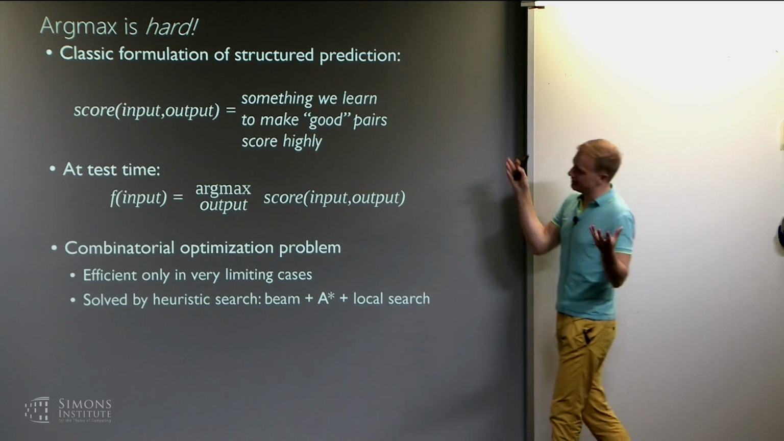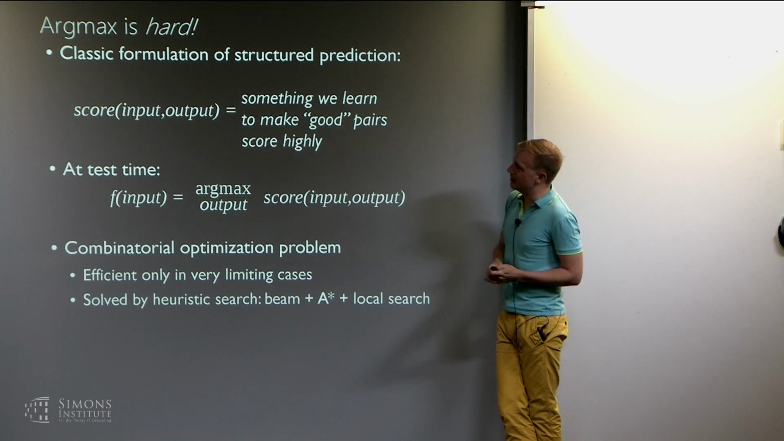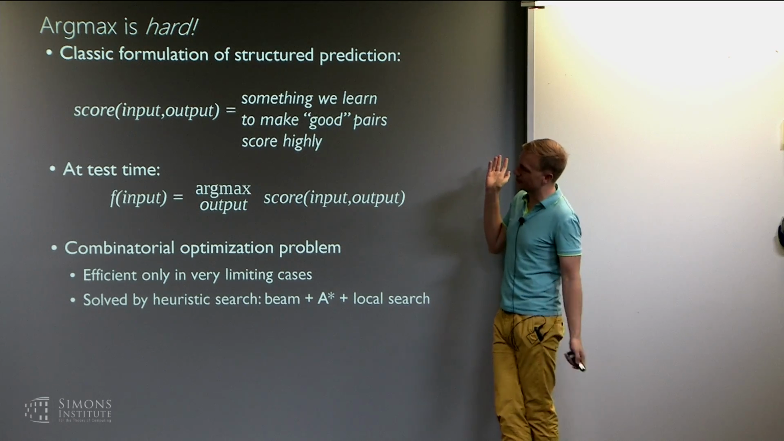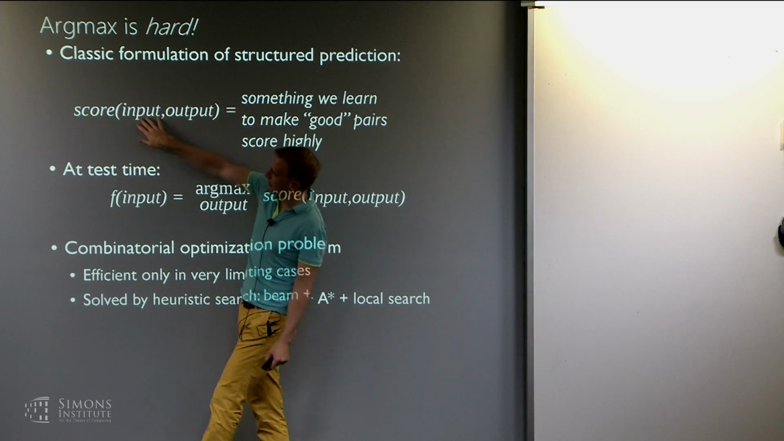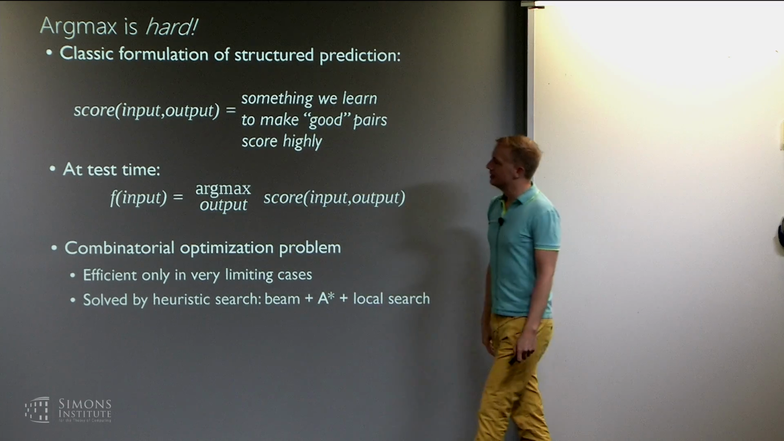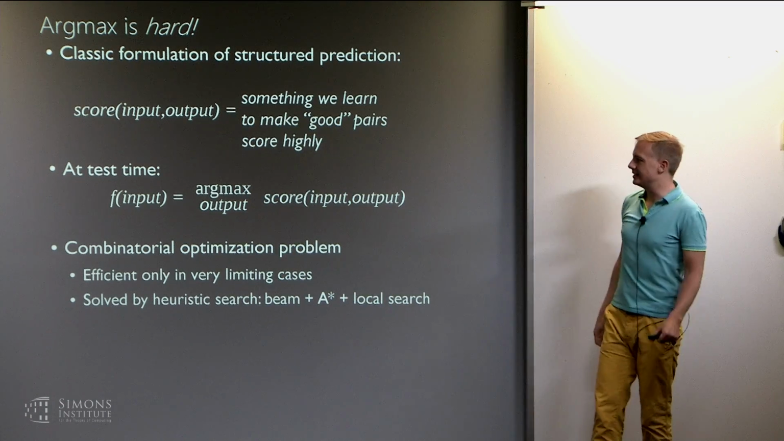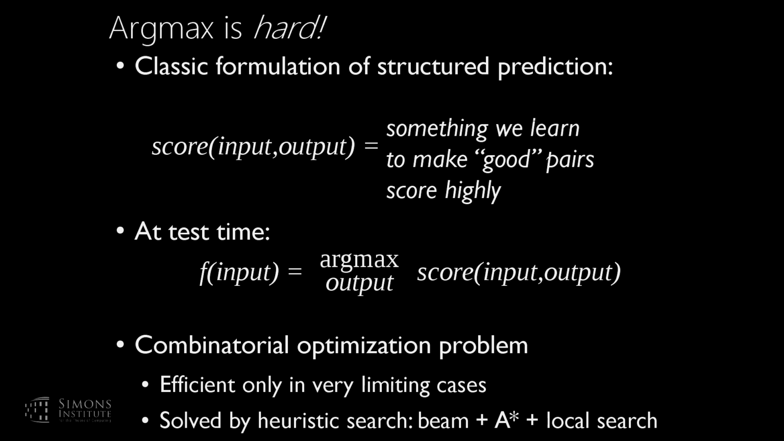This is my sort of hand-wavy model of how the classic approach works. So we're going to learn this score function that assigns a fidelity to input-output pairs. So good pairs should get a high score. And then at test time, I get some input, and I have to solve this argmax problem of finding the output that maximizes that score. So this is some sort of combinatorial optimization problem.